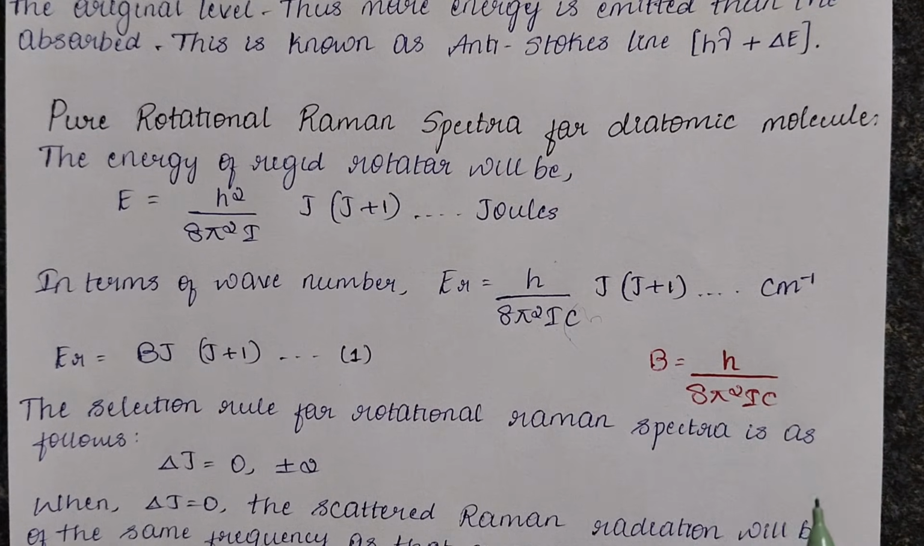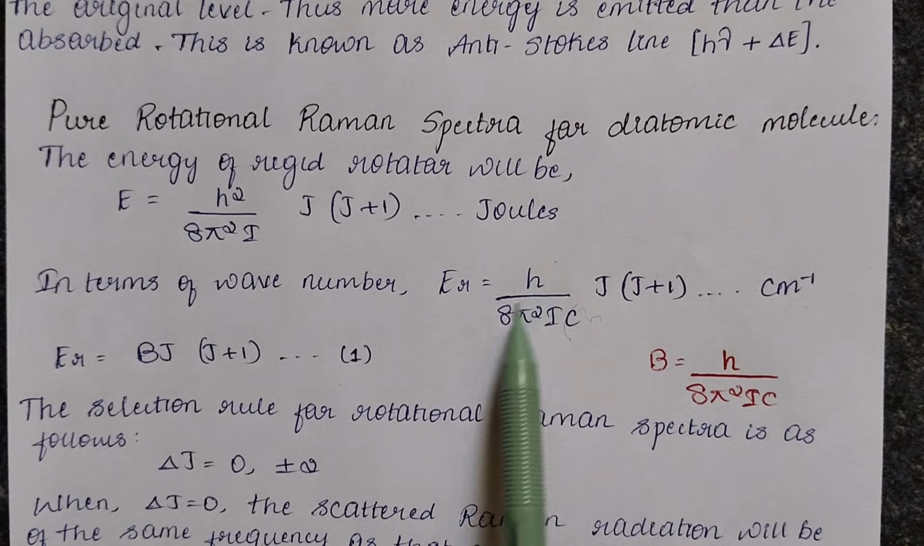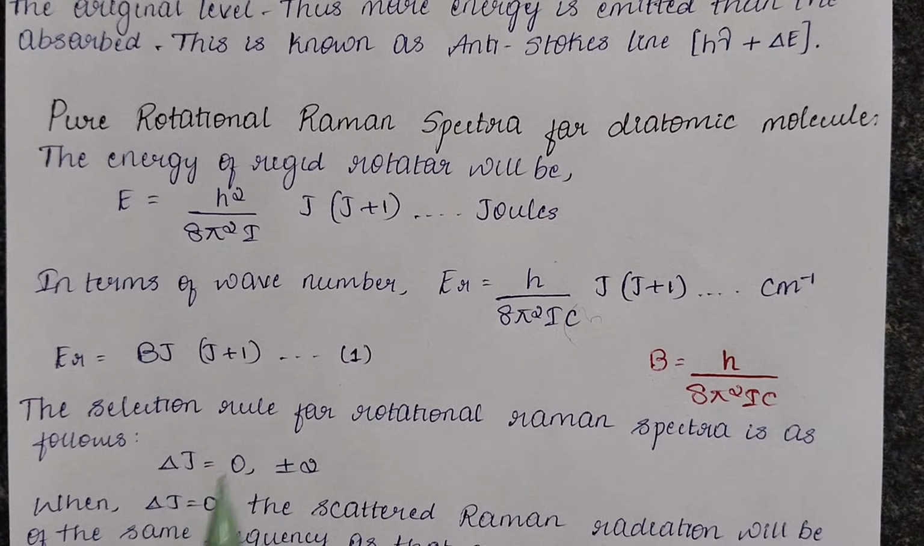To simplify this equation and also for faster understanding, we consider B. We also know B stands for the rotational constant, and we have seen the derivation related to the rotational constant, where we get B is equal to h by 8 pi square Ic. So substituting B in place of h by 8 pi square Ic, we get equation number 1, that is ER is equal to BJ of J plus 1.